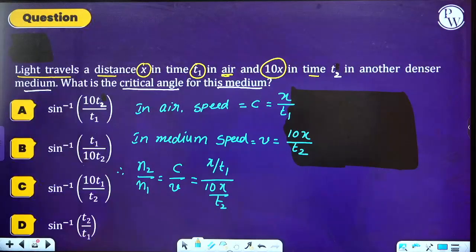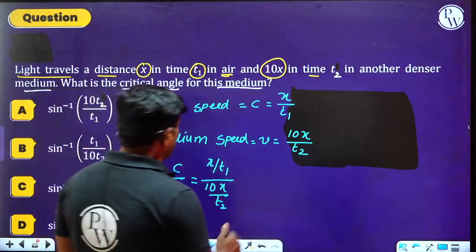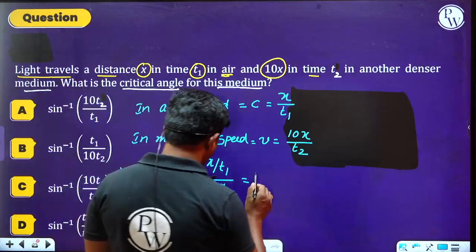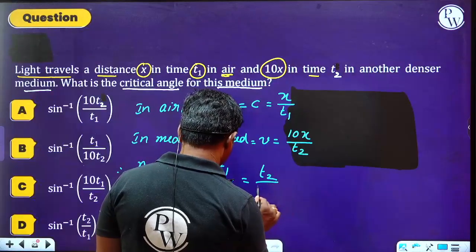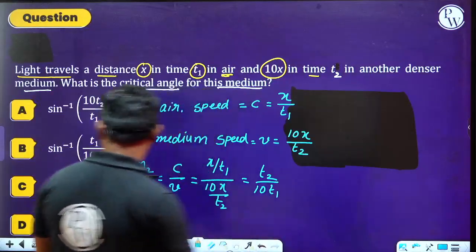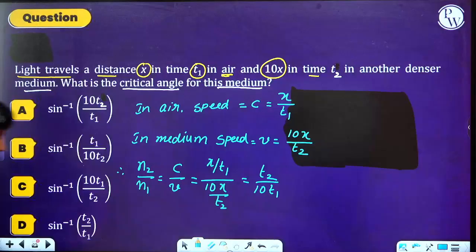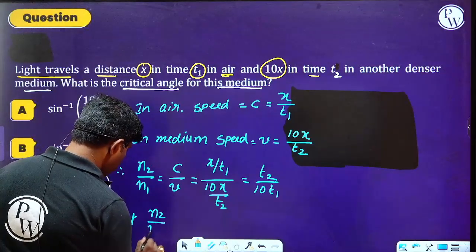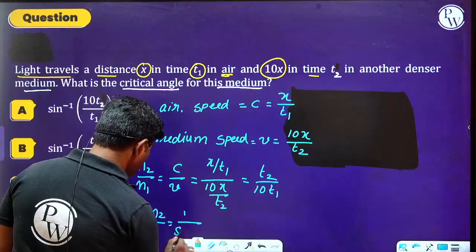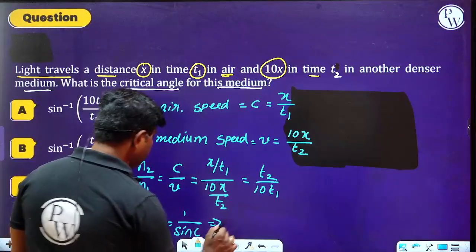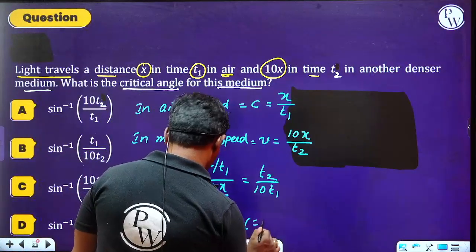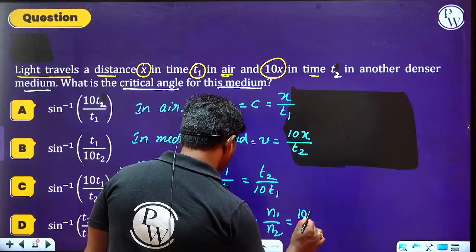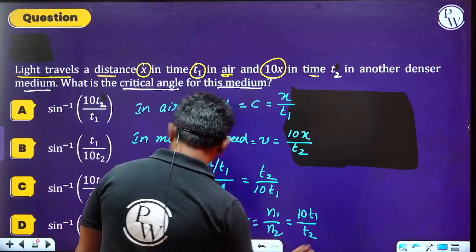Calculate this value here. We can go with this as t2 divided by 10 t1. But what is n2 by n1 here? n2 by n1 is equal to 1 by sine c. Therefore, sine c is equal to n1 by n2, which is nothing but 10 t1 divided by t2.